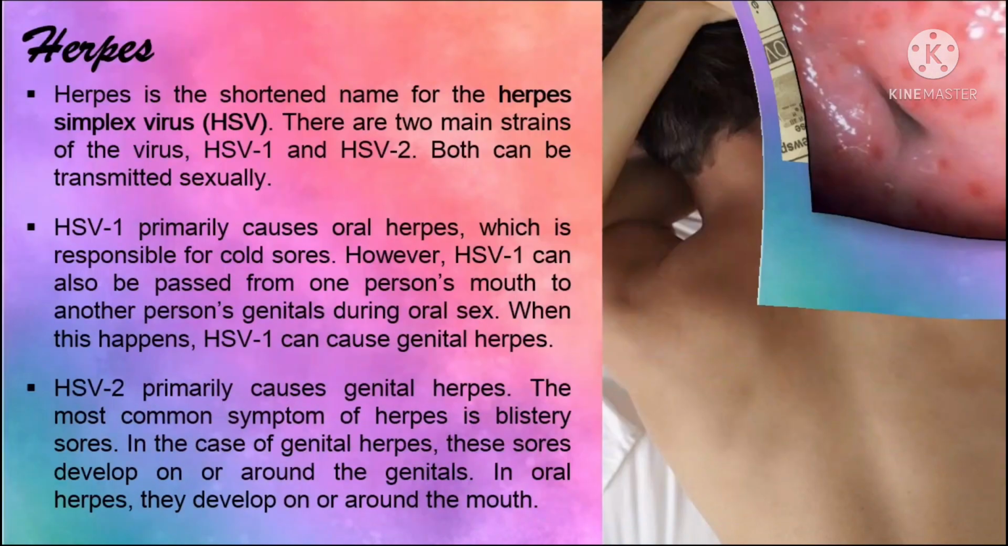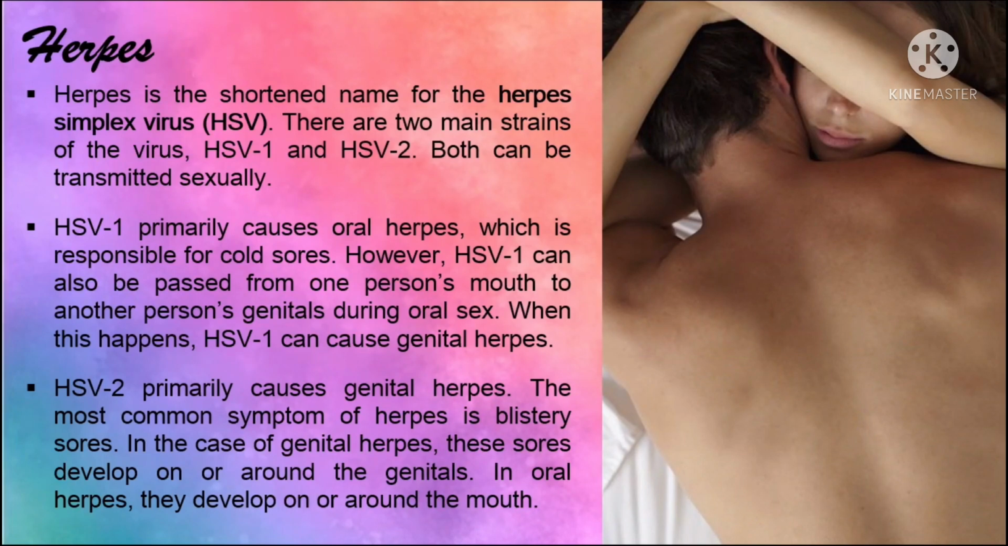And for the last STD, we have herpes. Okay, so herpes is the shortened name for the herpes simplex virus or HSV. There are two main strains of the virus, HSV1 and HSV2, and both can be transmitted sexually. Anong meron sa HSV1? The HSV1 primarily causes oral herpes, which is responsible for cold sores. However, HSV1 can also be passed from one person's mouth to another person's genitals during oral sex. When this happens, HSV1 can cause genital herpes.